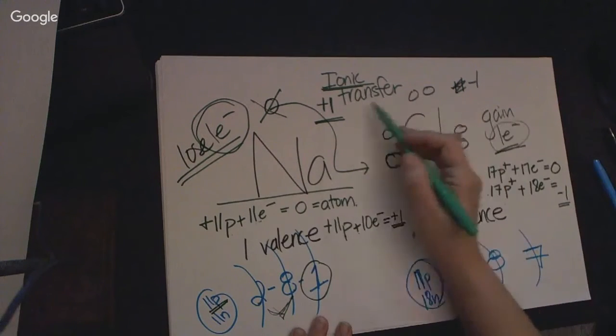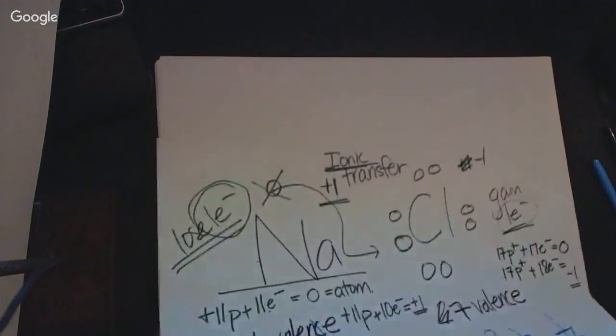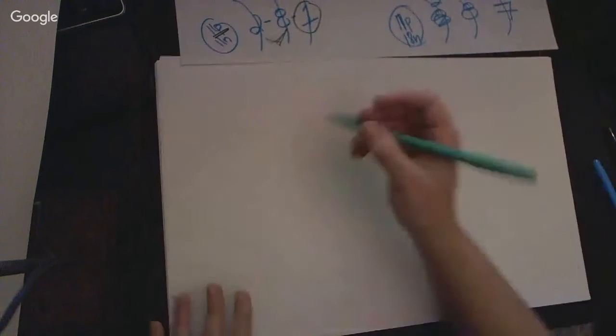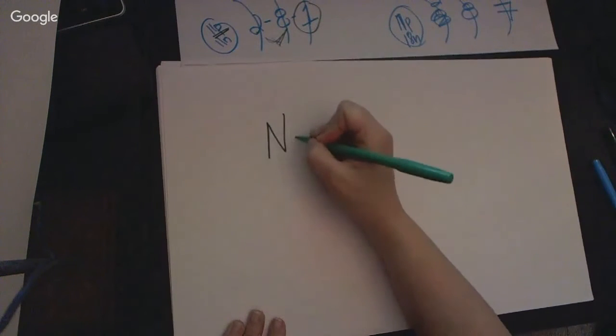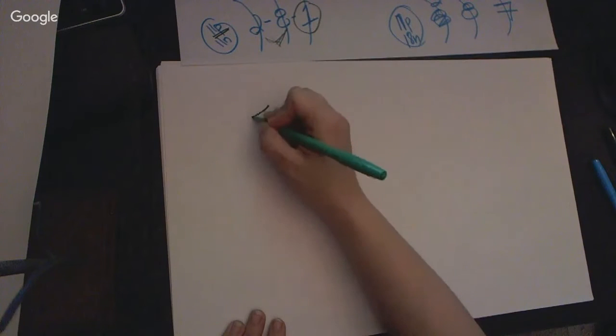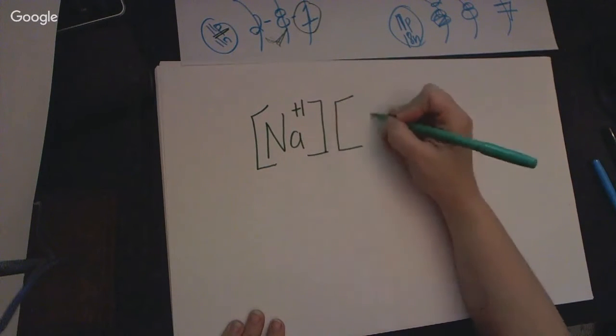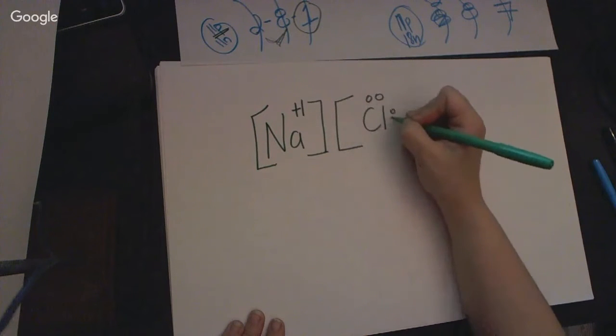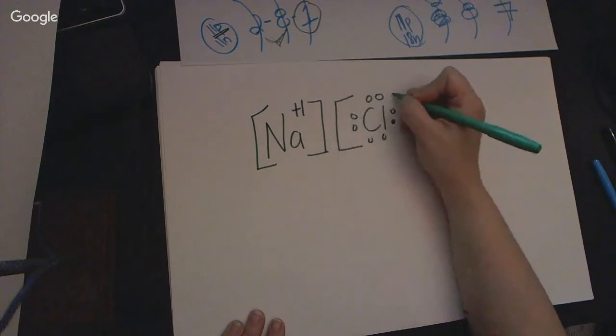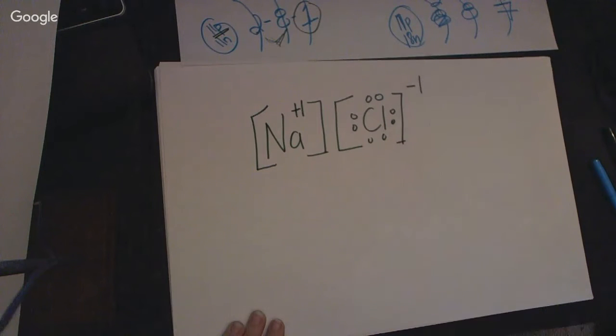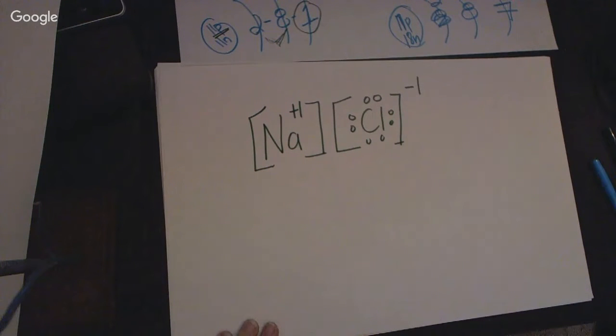So in this diagram right now, we would call this an ionic transfer, which means that this would be sodium +1, and he would get a bracket because we have changed his valence. And this chlorine would be -1 because we changed that valence, and this would be an ionic transfer.